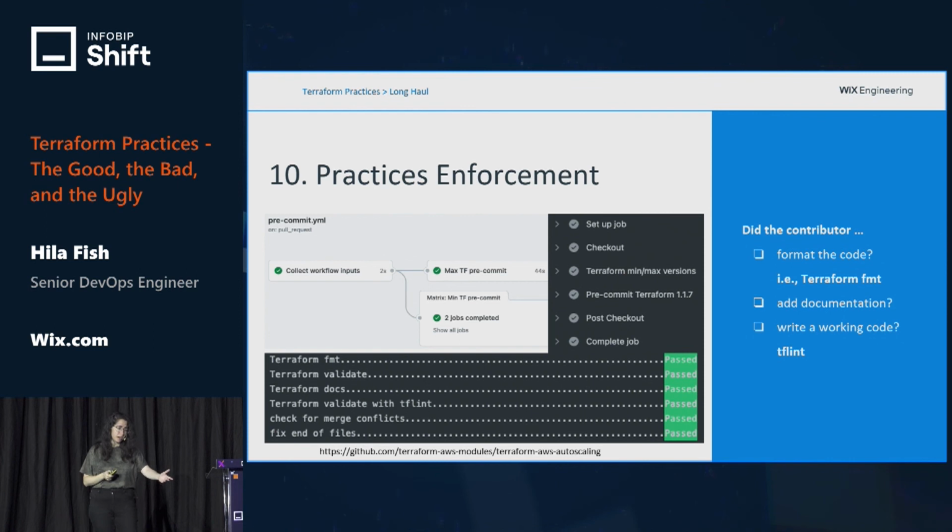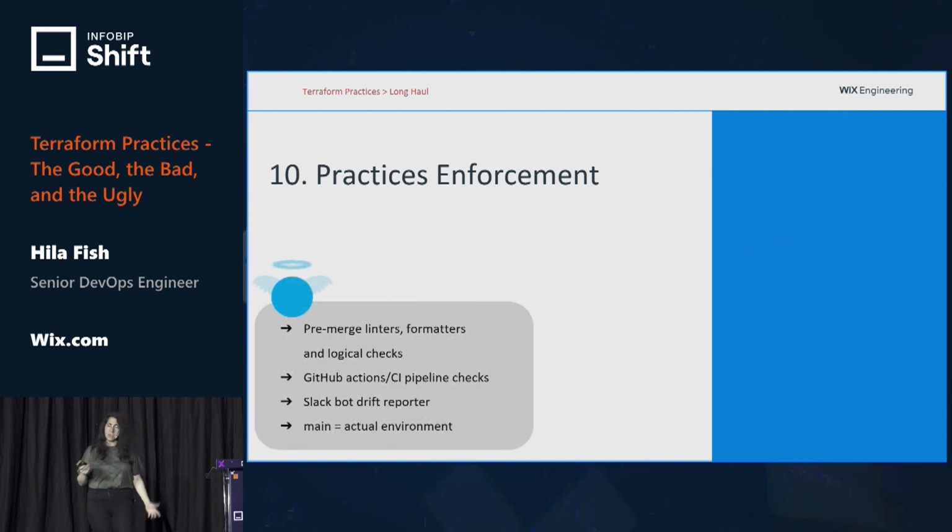He added these checks. So he checks if the contributor formatted the code with Terraform FMT, added documentation, and wrote working code with TF-lint. You can also use Super-Linter if you want. That way, he checks that the code is in a high quality state and everyone can just open PRs and contribute to this module as well. So the good thing is to have pre-merge linters, formatters, and logical checks. You can do it with either GitHub Actions or pipeline checks from your CI.